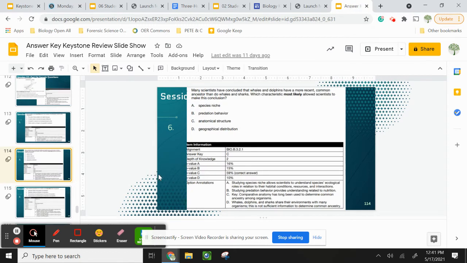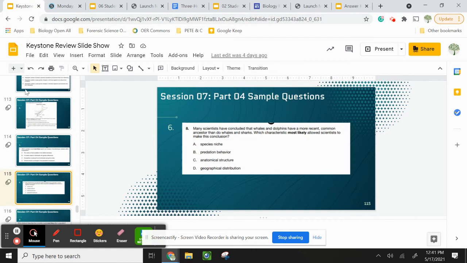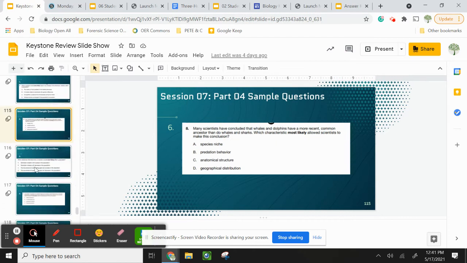And if you selected C, their anatomical structures, you are correct. Comparative anatomy has long been used to determine common ancestry among organisms. The other thing you might have thought to yourself is that whales and dolphins are both considered aquatic mammals, whereas sharks are cartilaginous fish. They're true cartilaginous fish. Their bones are made of cartilage.